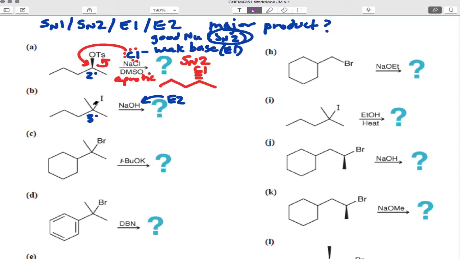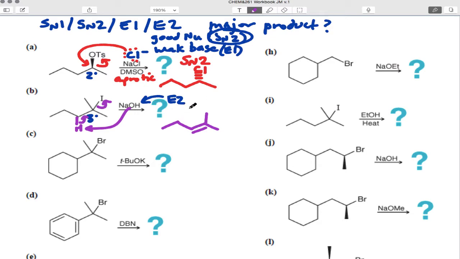So the first step is this is going to dissociate, and then I'm going to have a beta hydrogen come in, the base comes in, grabs that, and I have this kind of reaction here. So with a small base like hydroxide, I want to make my Zaitsev product.